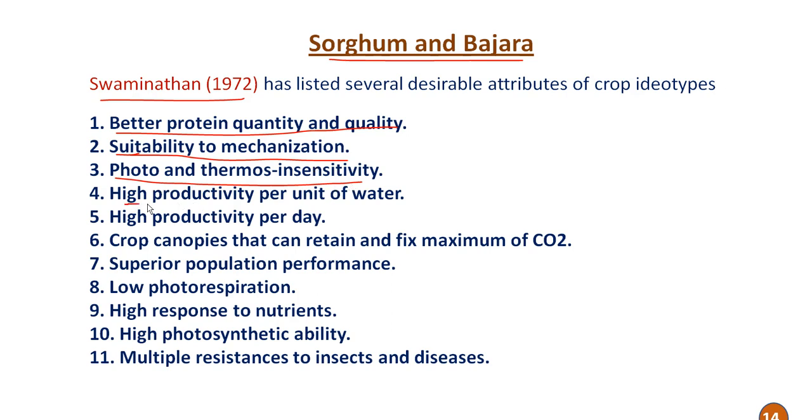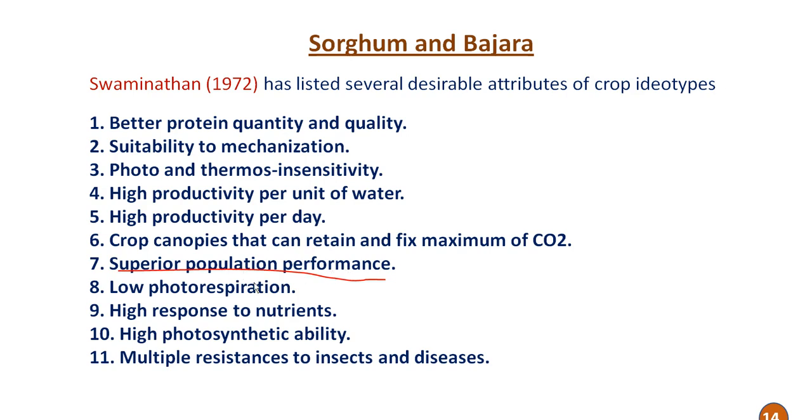High productivity per unit of water, meaning there is water productivity. That means there is more crop in each drop of water. Then high productivity per day. Then crop canopies that can retain and fix the maximum of CO2 so that yield is increased. Then superior population performance. So these are some important features or desirable attributes of the crop ideotypes.